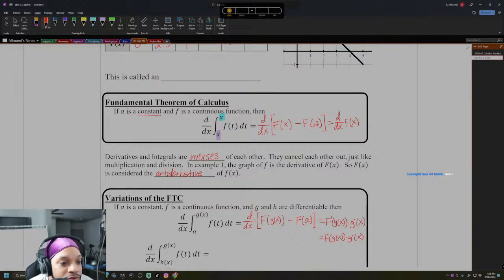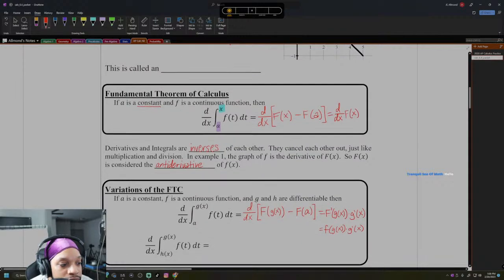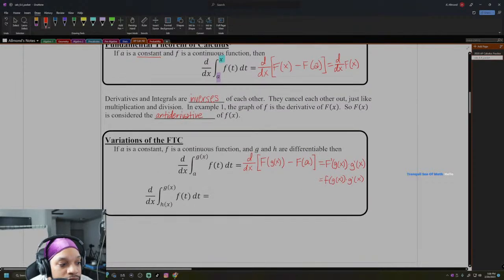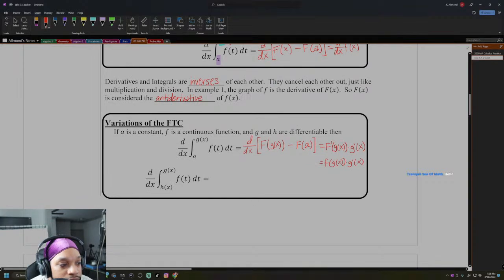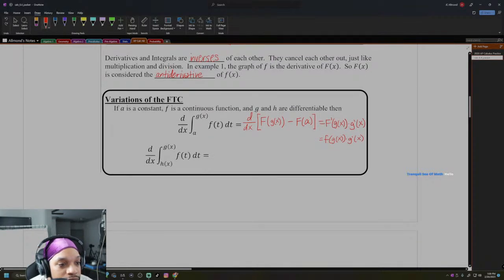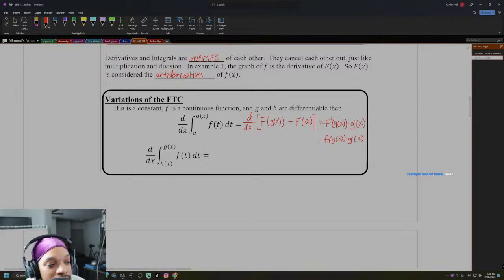Wait, so if it's like x squared, would that be like 2x times 1? Or would that be like x squared times 2x? Well, it wouldn't be x squared times 2x. You'd have to plug in x squared in for t. That'd be like 2x times 2, right? Well, it just depends on what this function is.